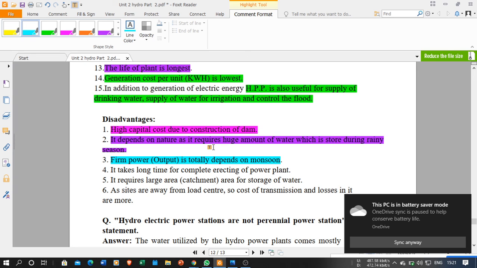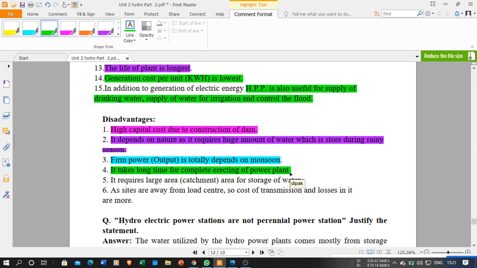It takes a long time for completion, erection of the power plant. As we already discussed, it takes from 10 years to 15, 20, 30 years also, because the time required for construction of the dam and all these government processes is quite large. It requires a large catchment area for storage of the water, and this is also a problem because we need to relocate certain villages or towns which are coming in the way of your rivers or in the back catchment area. As sites are away from the load center, the transmission cost will be more.